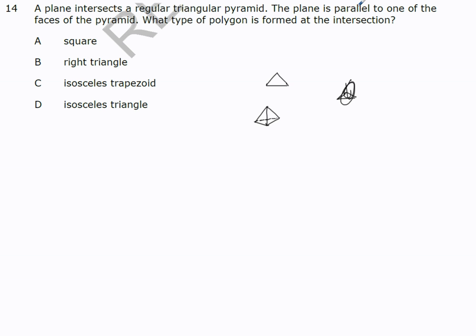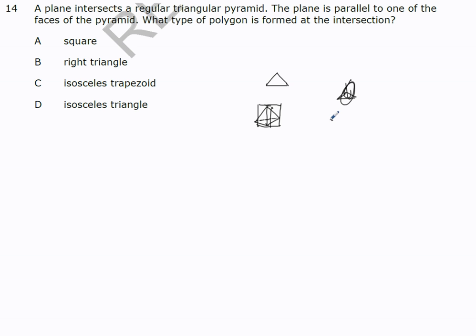Now it says the plane is parallel to one of the faces of the pyramid. Well, if it's parallel to the base, it's an equilateral triangle. Equilateral triangles have 3 sides that are congruent. If it's parallel to one of these sides, though, if you cut it this way, and this is the plane right here cutting that side, it's going to have 3 sides because you've got where it intersects this side, where it intersects this side, and where it intersects this side. So it's still going to be a triangle.